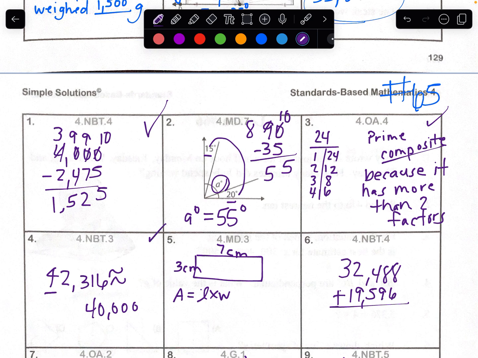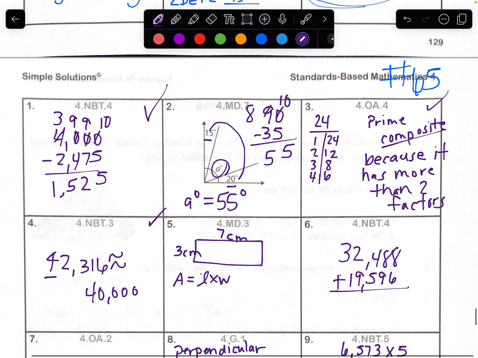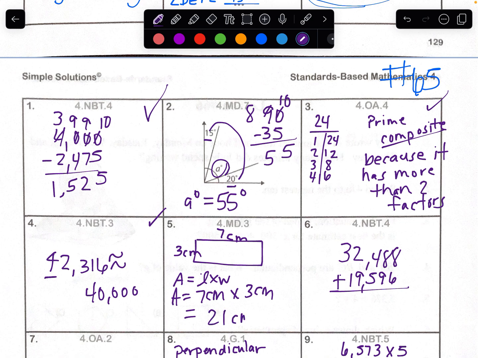All right, number 5, you had to find the area of the rectangle that has a length of 7 and a width of 3. You actually had to make this rectangle. So make sure that you do that for 21 centimeters squared. Don't forget the little baby 2.